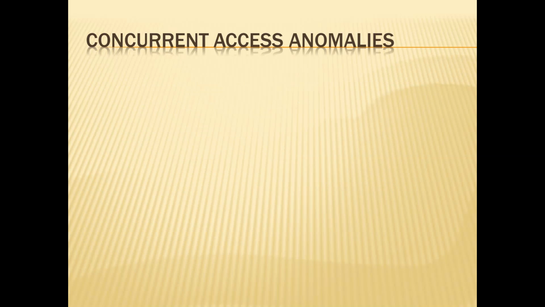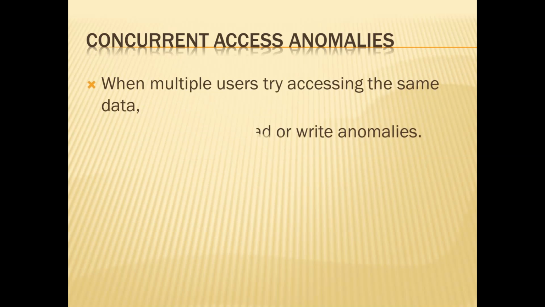Next one, concurrent access anomalies. So what are these access anomalies? There are two different types of major anomalies, that is, read and write anomalies. When many users try to access the files, one person may read a file and another person may write into the file. So the difference between reading and writing time duration will lead to anomalies. So this has to be avoided.